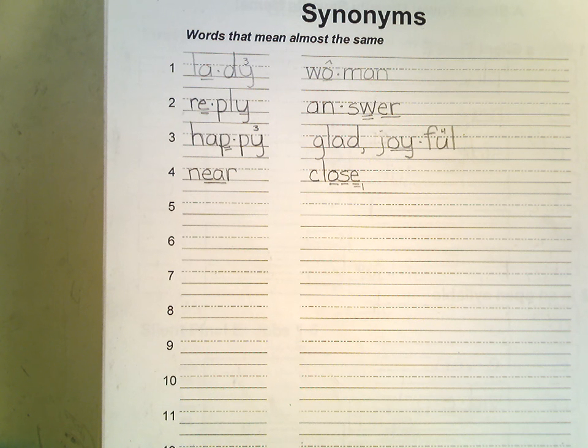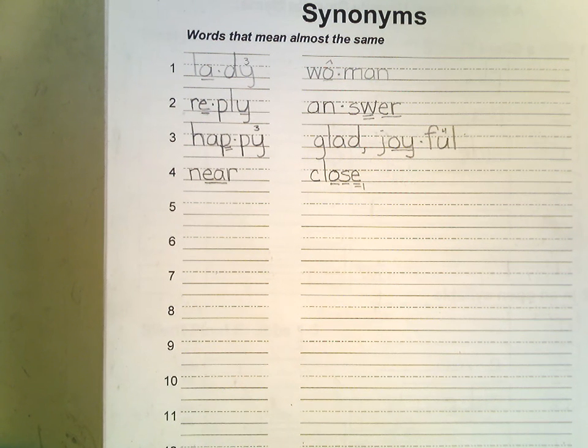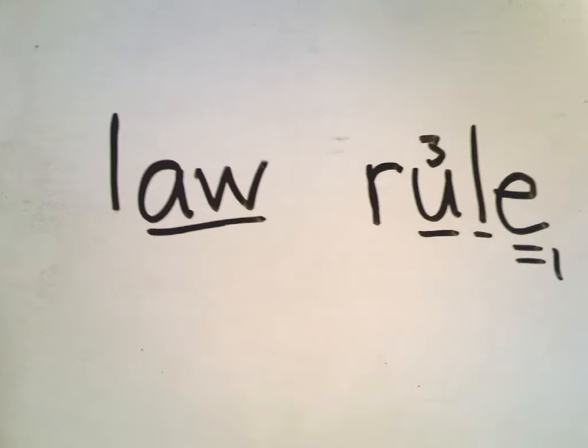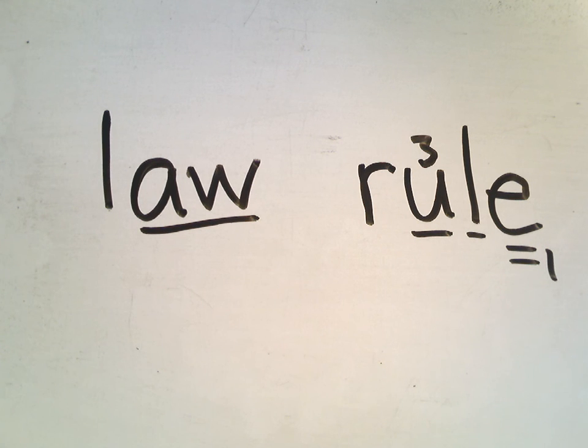Trying to remember, we learned this earlier this year. What oo do we use in rule? And we use u, and how do we make it say oo? Good, silent final E, job one. So write it and mark it, and that is what we would have right there.